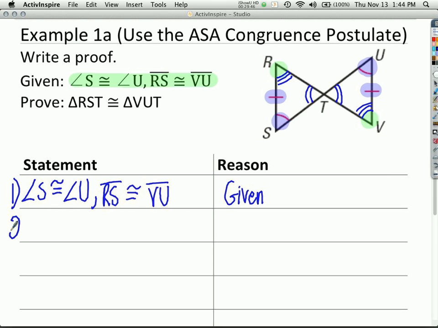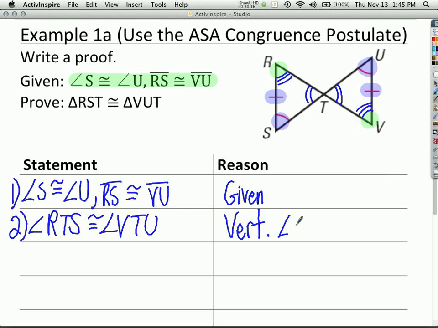Statement number 2, we need to say that these two are vertical angles and are congruent. So you could say angle RTS is congruent, let me make sure I get my letters correct, RTS would have to be VTU because of the vertical angles congruence theorem. So we can just say vertical angles congruence.